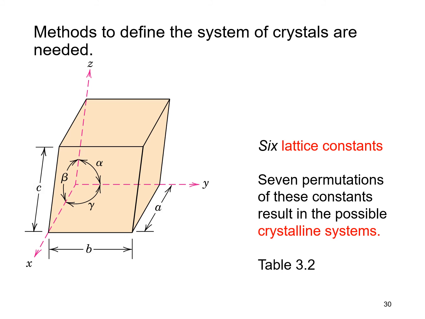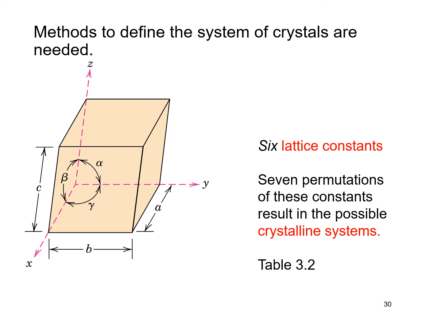The unit cell geometry is completely defined in terms of 6 parameters: the 3 lengths of the edges, a, b, and c, and the 3 interaxial angles, alpha, beta, and gamma. You can see them shown here in this figure. These are sometimes called the lattice parameters or lattice constants.